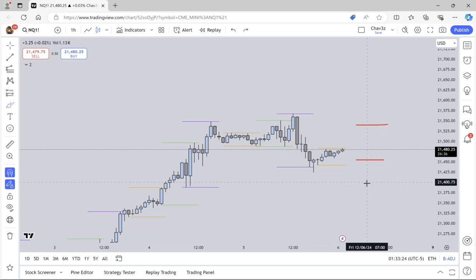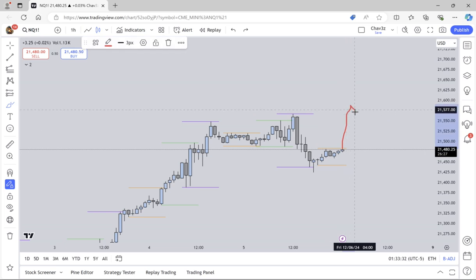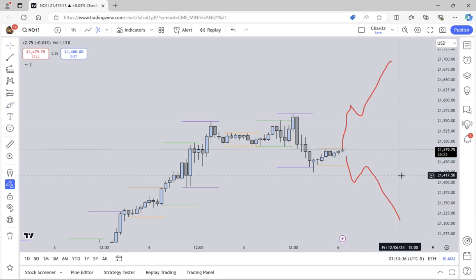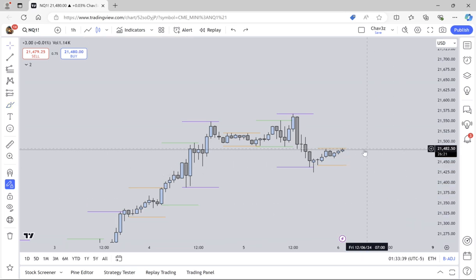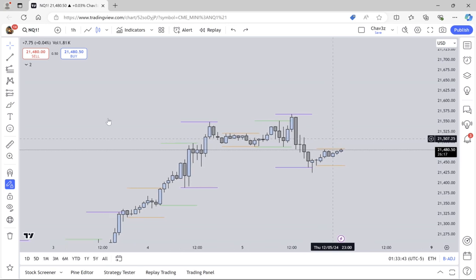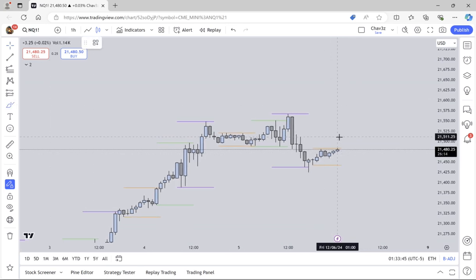And another thing to consider is that NFP does continue, right? There's a continuation on NFP. There's always a possibility of us taking the high and going higher, or taking the low and going lower. But again, I like to trade reversal.